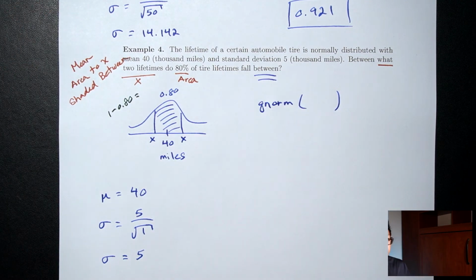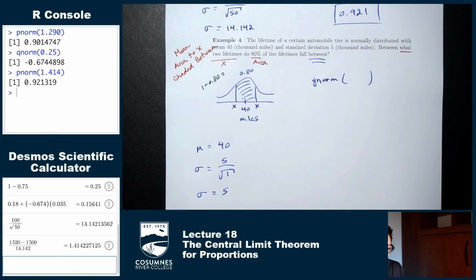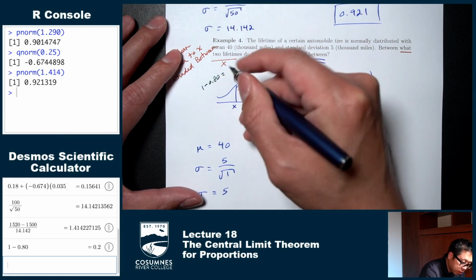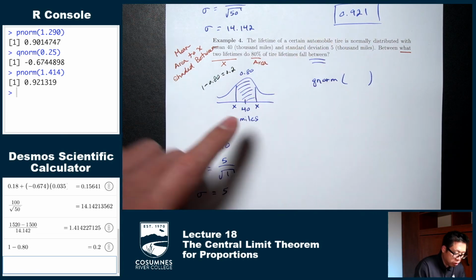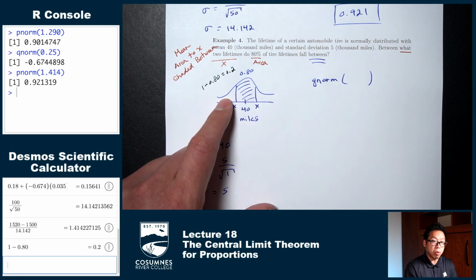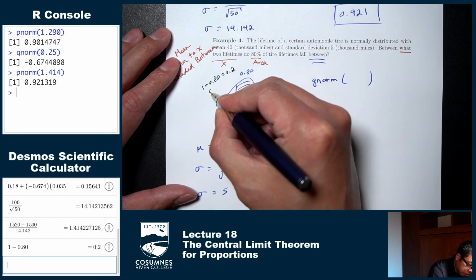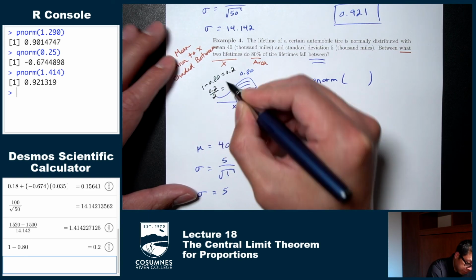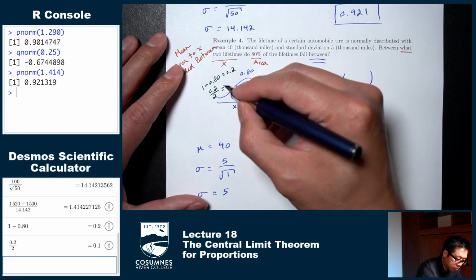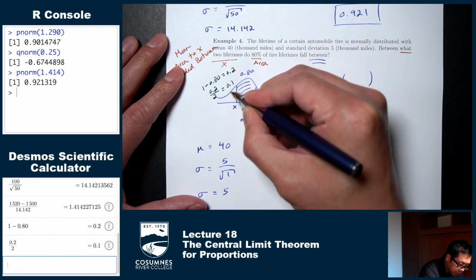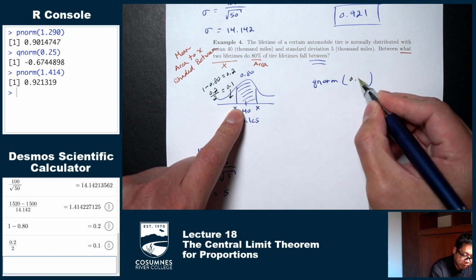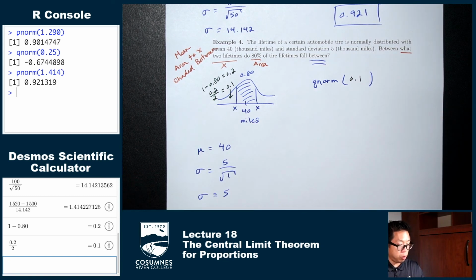So 1 minus 0.80 is 0.2. When you do 1 minus, that will give you the unshaded part, which is the left and right together. Because I only want the left, divide by 2. So 0.2 divided by 2 is 0.1. Okay, 0.1 is the left white part, which is what I want to plug into R. So we're going to q-norm 0.1.